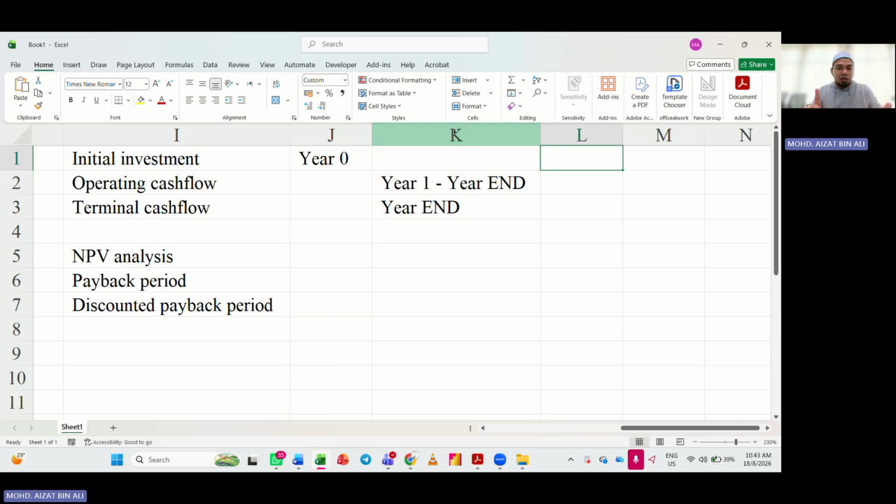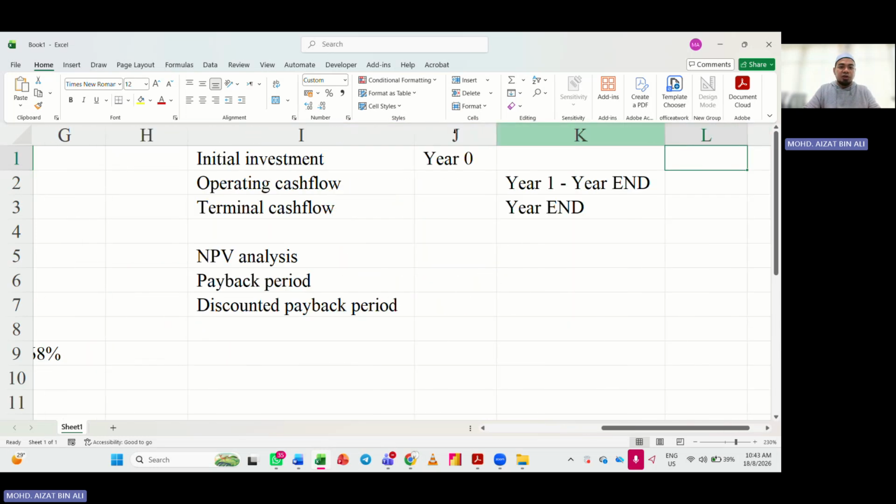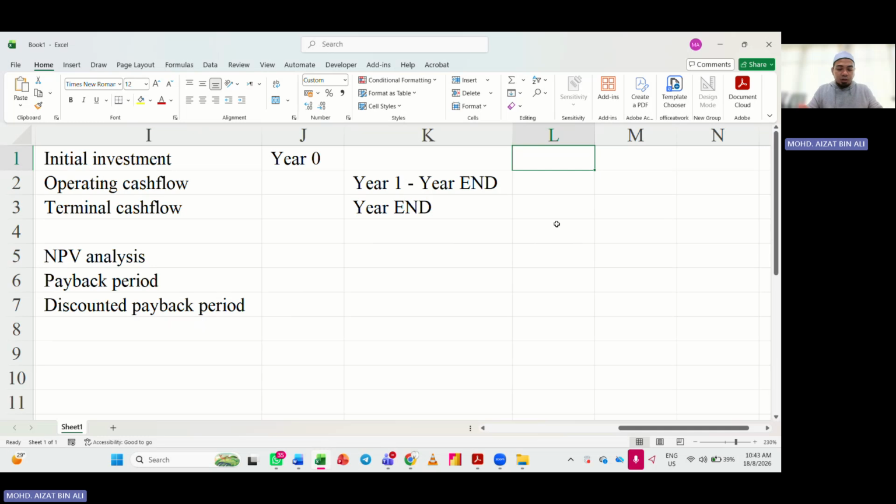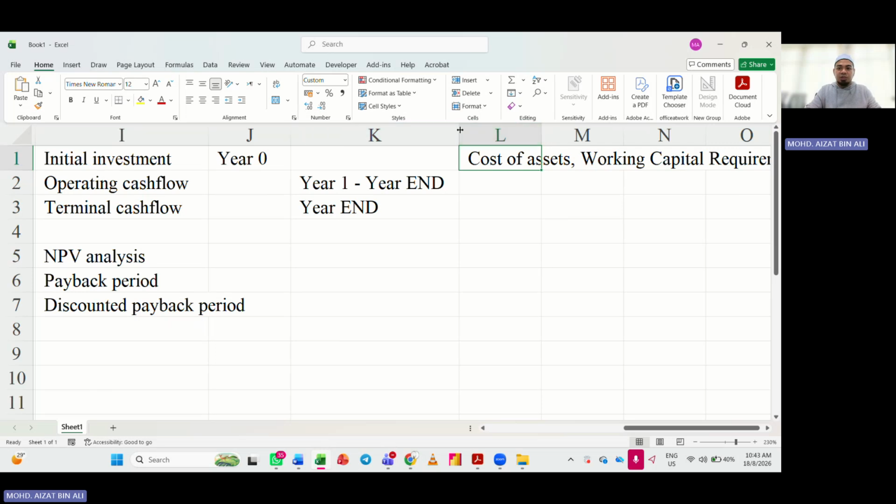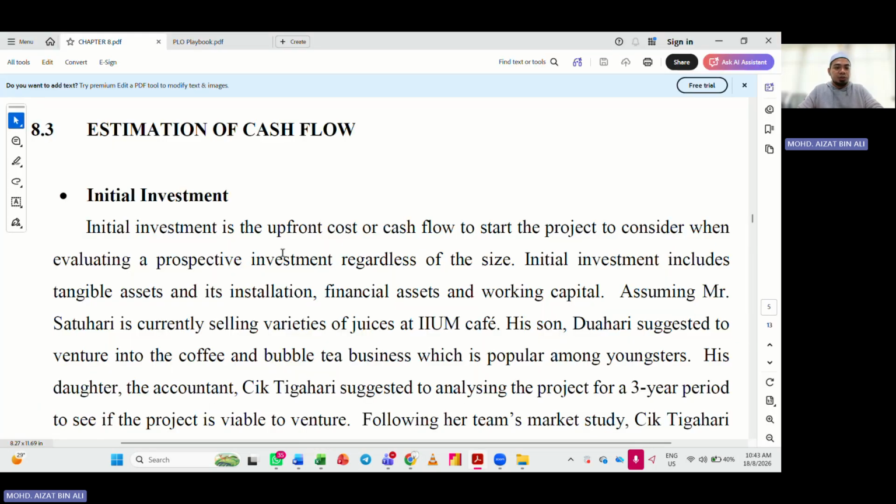Next, another thing that you need to know is when we talk about initial investment, there are two components here. Number one is the cost of assets, and number two, we have working capital requirement. We have to calculate this, and we have to consider this. Now, let's look at the notes.